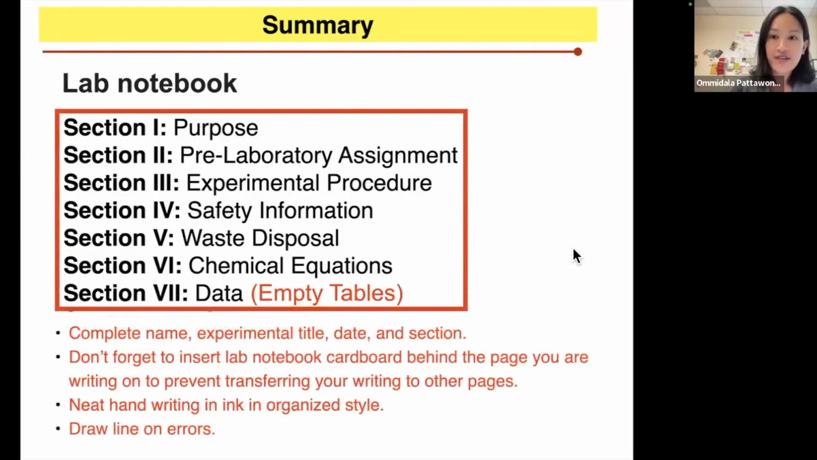Here are the 7 sections that you need to complete before you come to the lab. These sections are what we call the pre-lab. So you need to have the lab notebook set up, including all these 7 sections. I would like to talk a little bit about the pre-lab. Just note that the pre-lab will need to be completed in the lab notebook, an actual lab notebook.